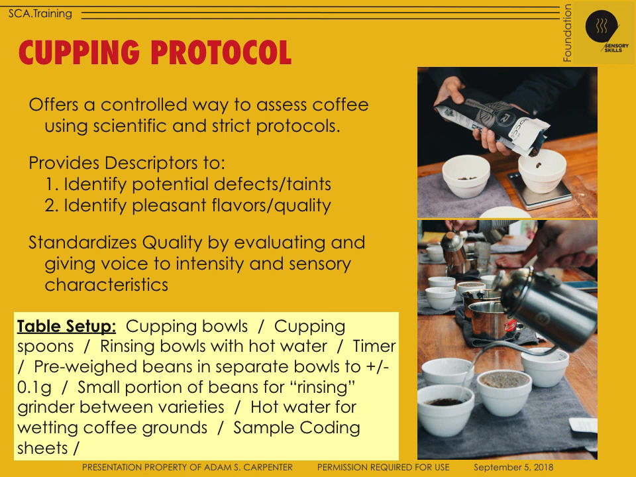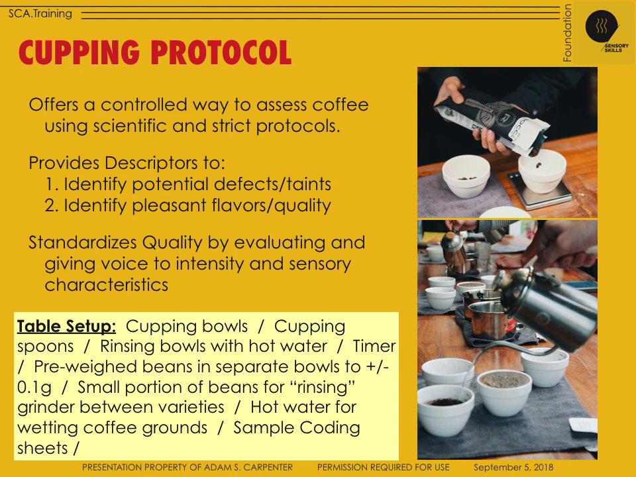A small portion of beans set to the side of that variety for rinsing the grinder in between varieties, or purging the grinder. You'll need hot water for wetting the coffee grounds, and we'll get on the next slide some of these specifics, and then sample coating sheets. So you want to do this blind. You don't want to know exactly where the Colombia is and where the Kenya is. You want to be able to taste these coffees objectively and blindly.